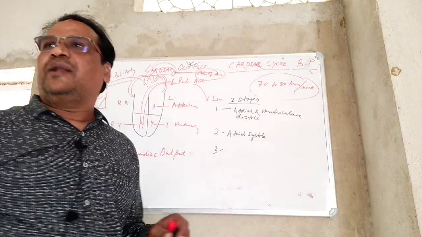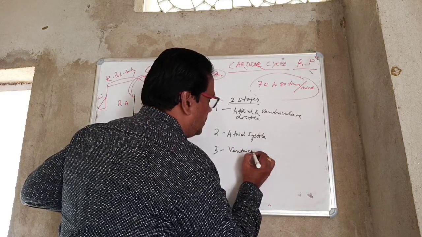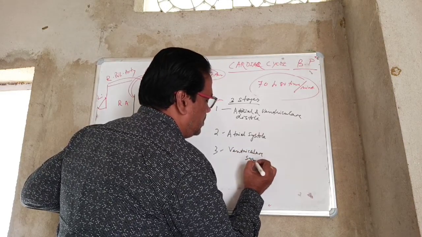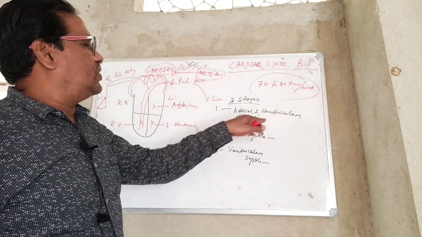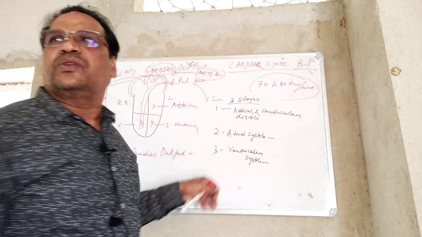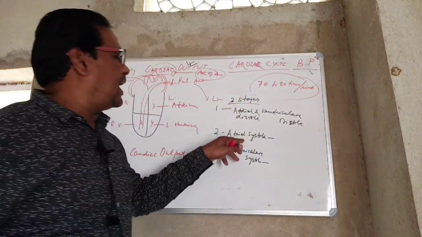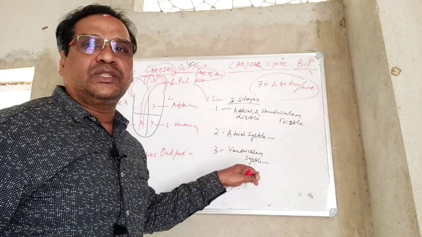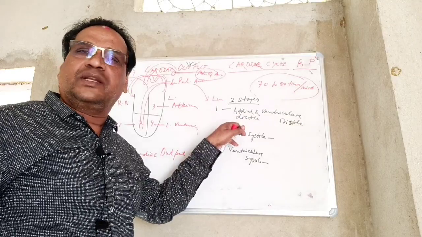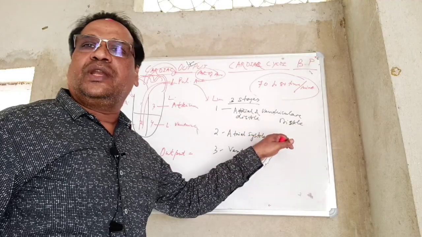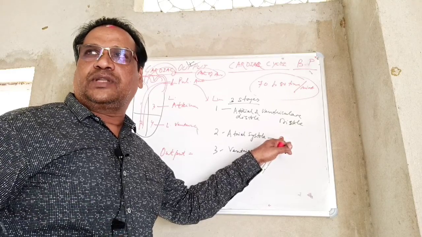And the third point is ventricular systole. So there are three: first is atrial diastole and ventricular diastole, second is atrial systole and ventricular systole. Systolic pressure is high pressure and is the contraction of the heart, and diastole is the relaxation of the heart. So blood is coming towards the heart chambers.